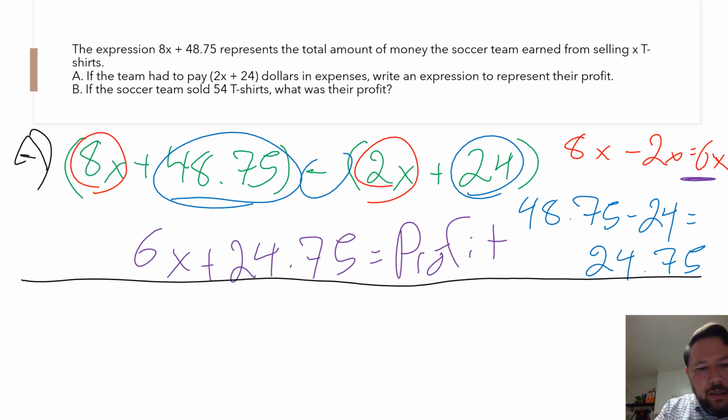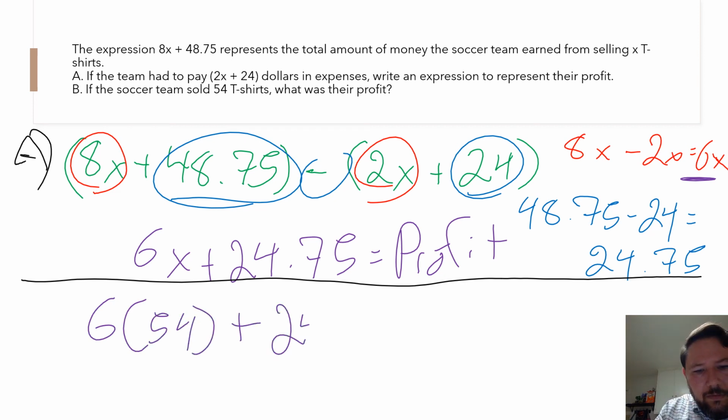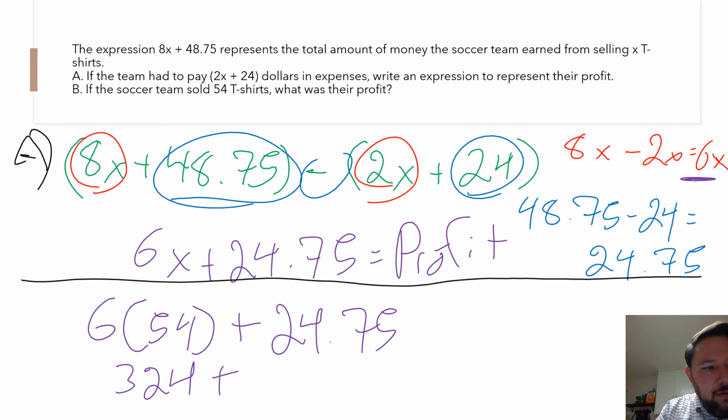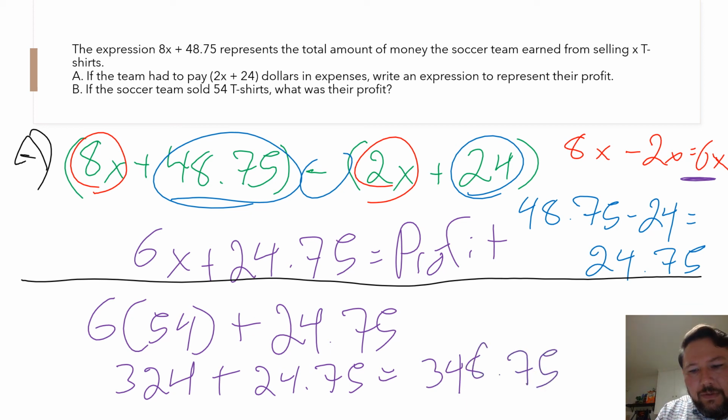So we're going to write that again as 6 times 54 plus 24.75. We do our multiplication first. So 6 times 54 is 324. And then we add 24.75, which means that our profit, if this team sold 54 t-shirts, is going to be $348.75.